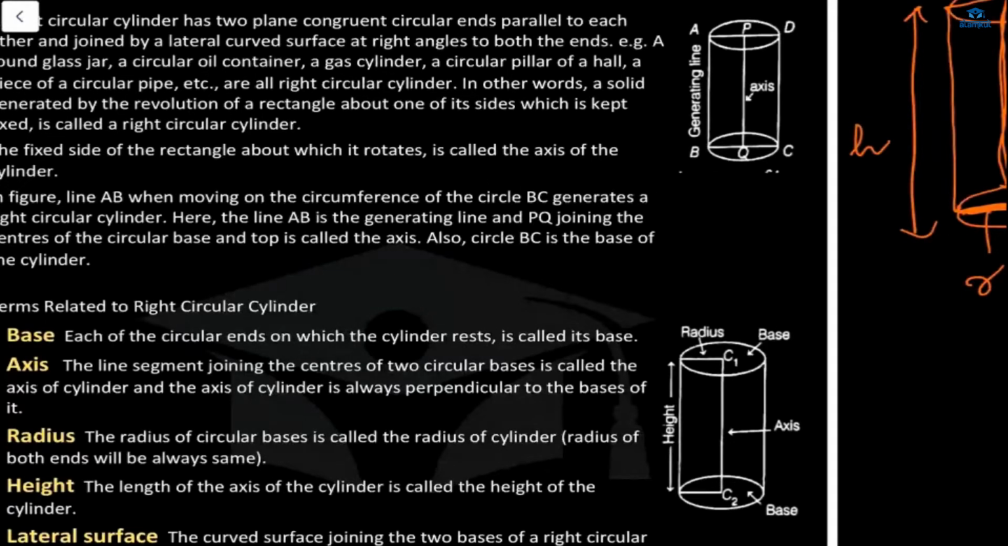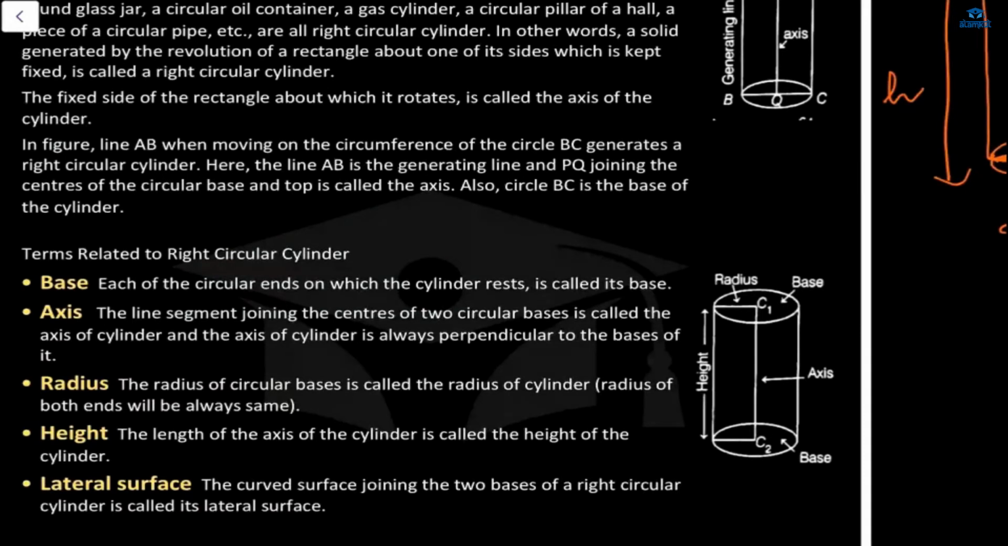Now, what are the axes? The axis is the line segment joining the centers of the two circular bases, through which your cylinder is rolled. The axis of the cylinder is always perpendicular to the base for a right circular cylinder. This has to be perpendicular.